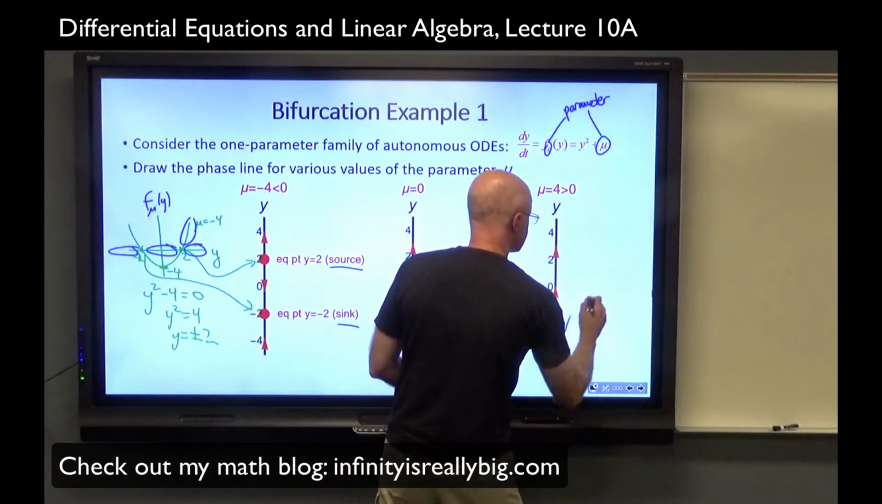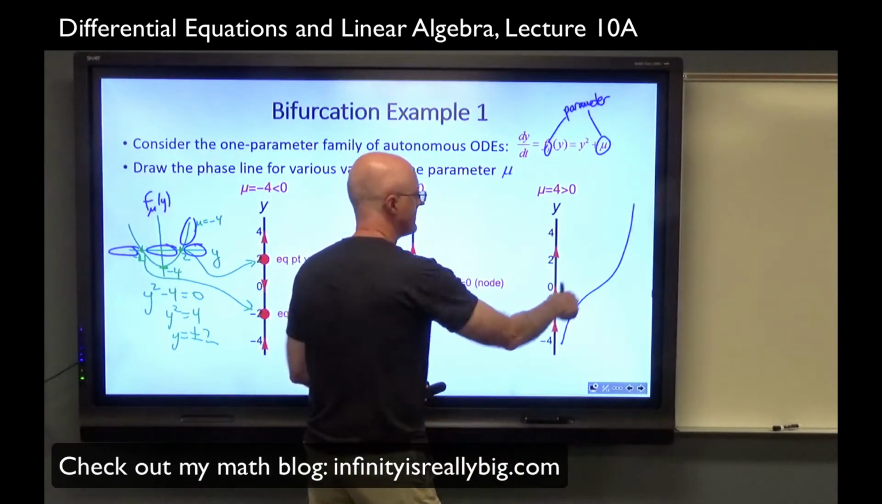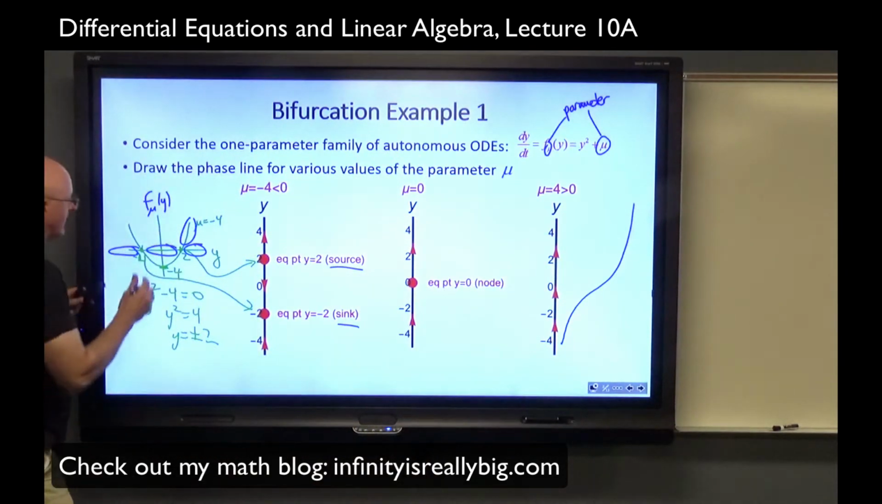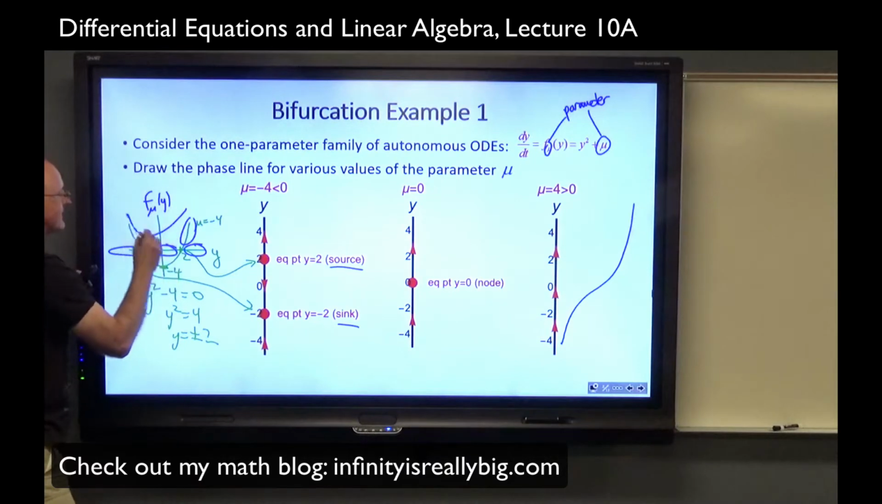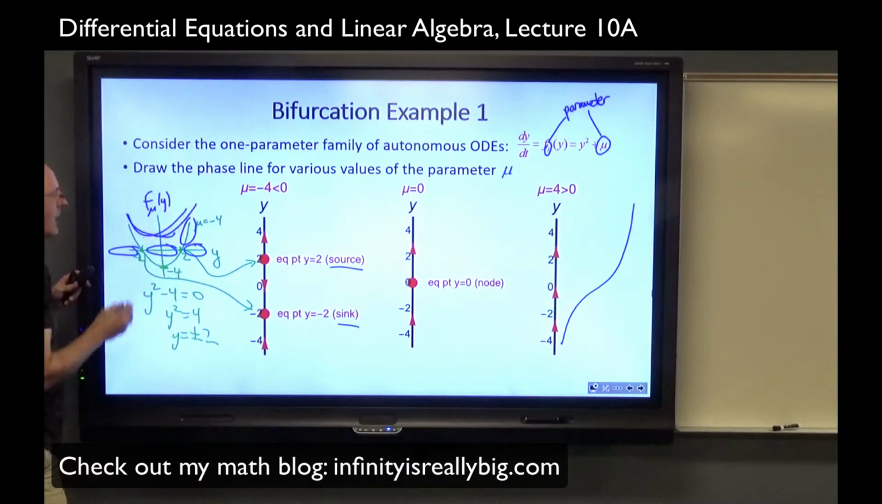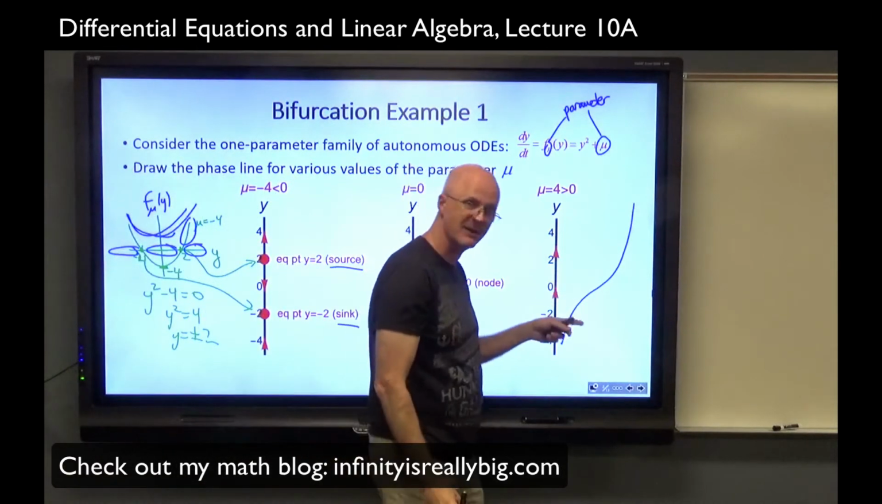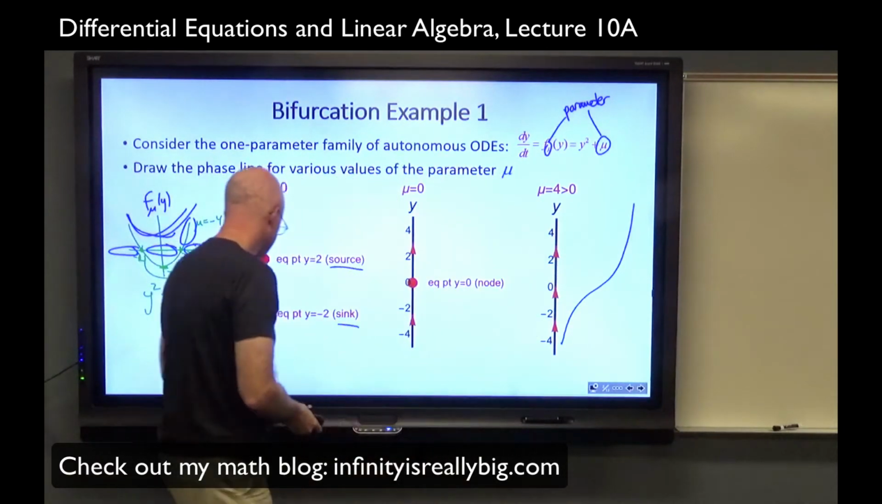Actually, it looks more like this for this example. Sometimes concave down, sometimes concave up, like that. When the graph of f of y is above the axis, it's still going to have a minimum value at y equals 0. Solutions are going to have a minimum slope when y is 0. You're going to get a picture like that for solution curves.